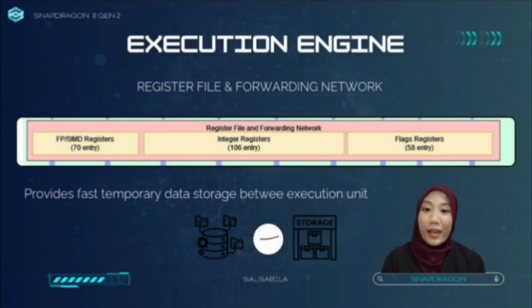After that, we have the register file and forwarding network. It provides fast temporary data storage between execution units. This is to support smooth data flow between all these units. The register file and forwarding networks provide quick access to temporary data, avoiding delays.